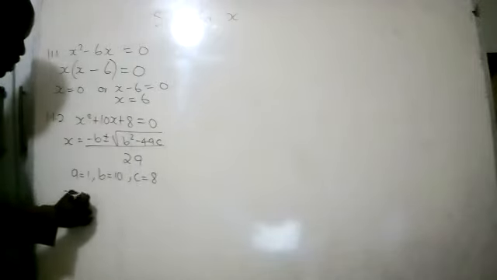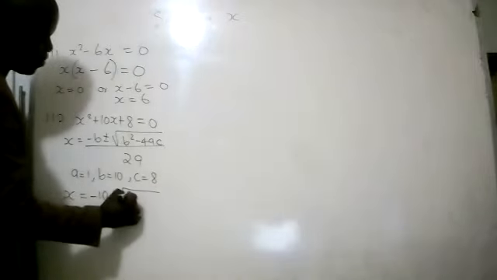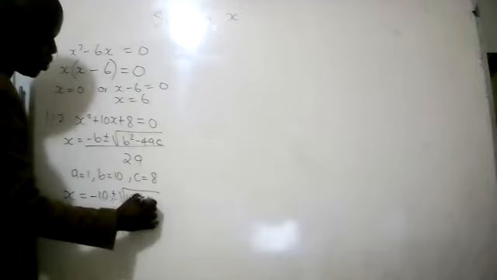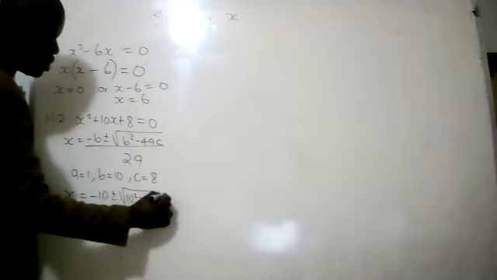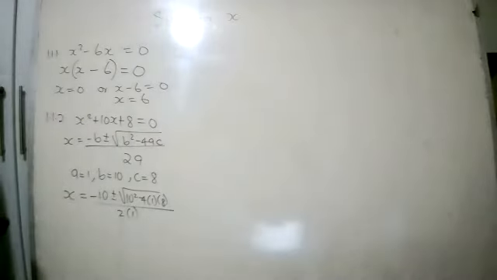So it means we're going to have x equal to negative 10 plus or minus the root of 10 squared minus 4 into 1 into 8, and all this is divided by 2 into 1. I hope we are together up to that point. Is that so?